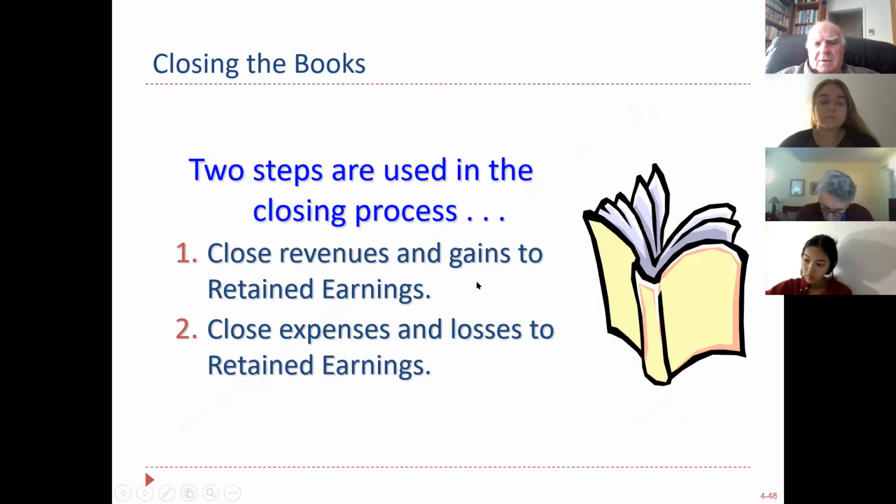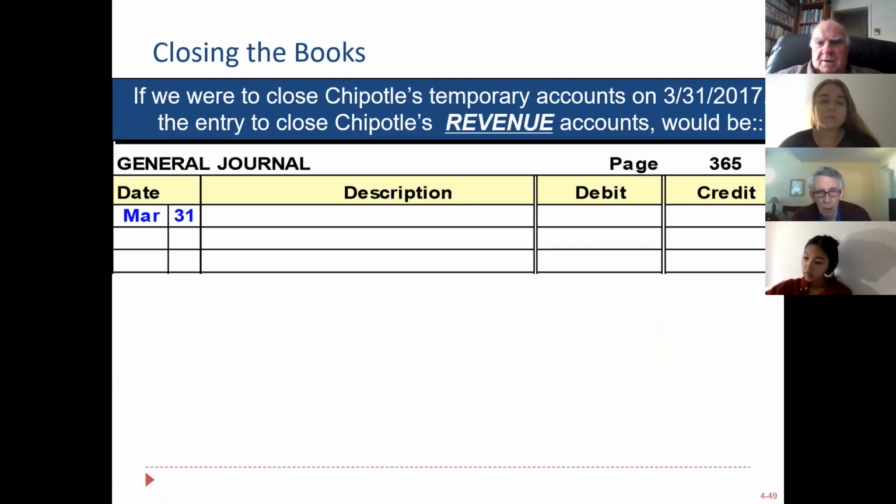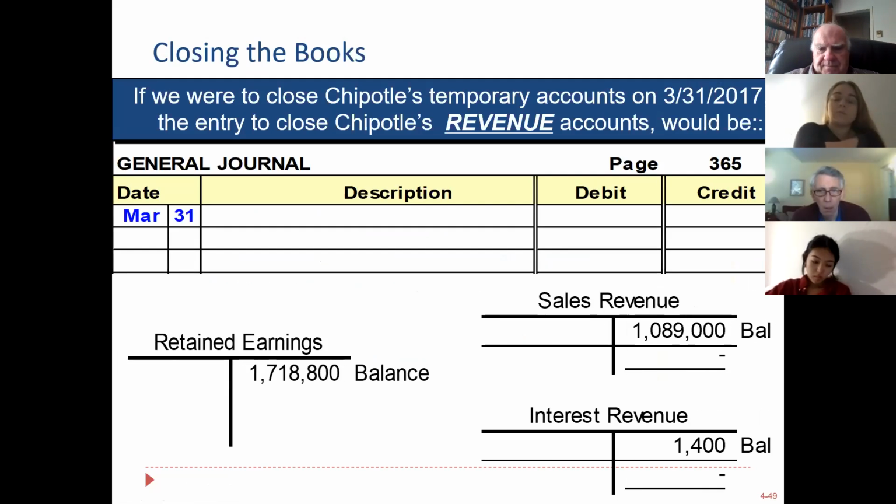Close the revenues. Revenues have a credit balance, right? So if you have sales of $100, you're going to close that with a debit and credit retained earnings. The opposite with the expenses, which have a debit balance. You credit all of your expenses and debit retained earnings. So the entry to close the revenue, remember they had two revenues, right? They had the cash register and they had some interest income.